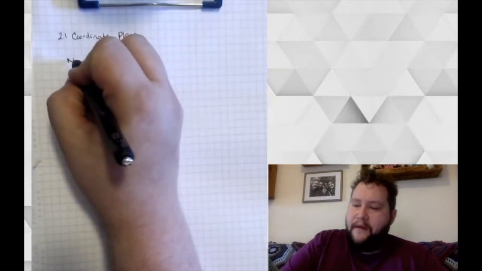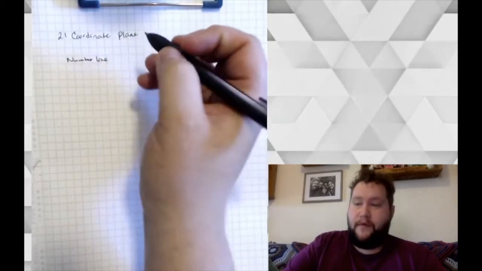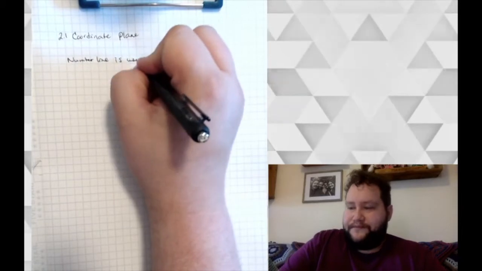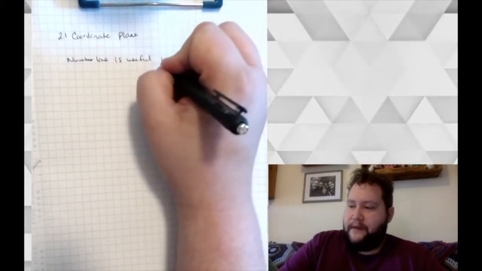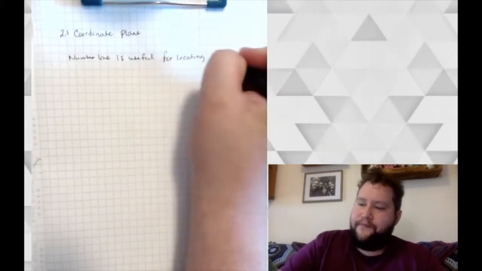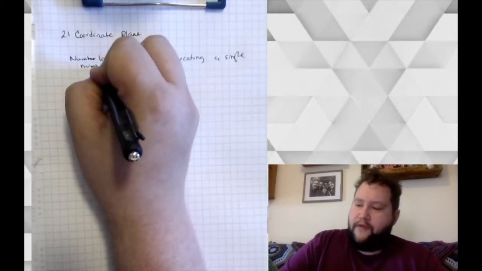A number line is helpful if we need to locate just a single point or a range of values. So a number line is useful for locating a single number or a range.